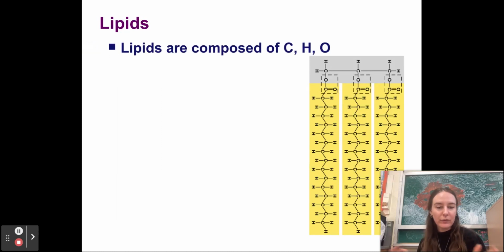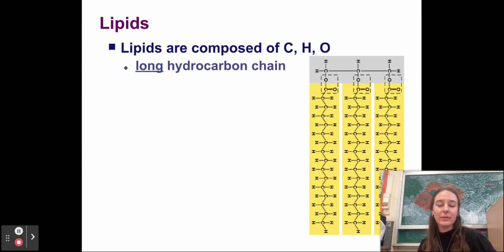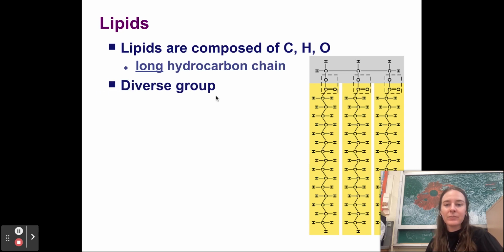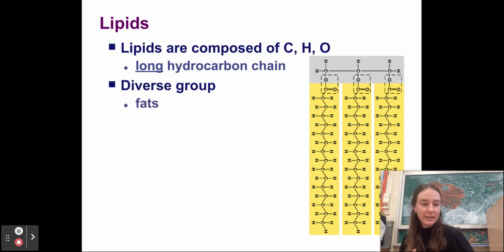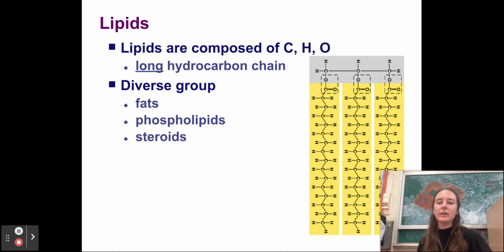Lipids, another word for them is fat, and they're composed of carbon, hydrogen, and oxygen, long chains. If you really look at the structure up close, if you were to differentiate a lipid from a nucleic acid or a protein or a carbohydrate, you'd notice that there are really long hydrocarbon chains. There are different types of lipids. One type are fats. Another type is called a phospholipid. Another type is called a steroid.